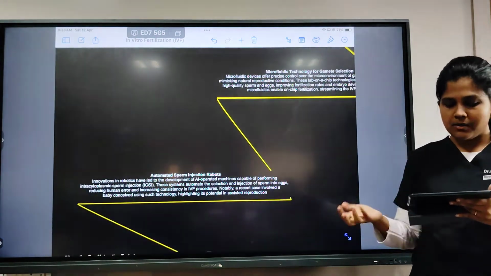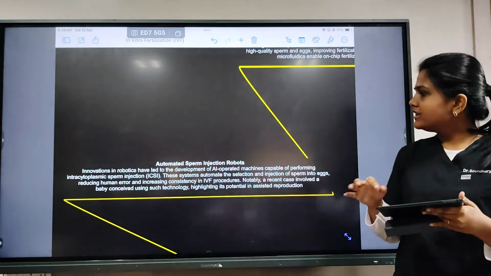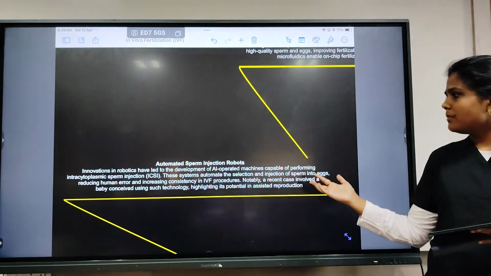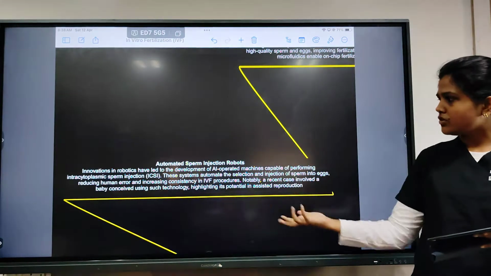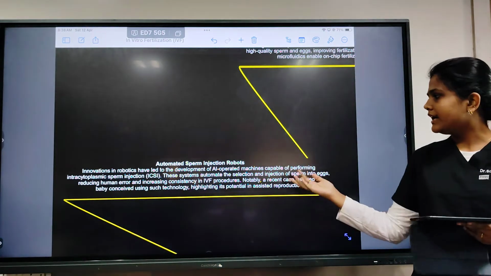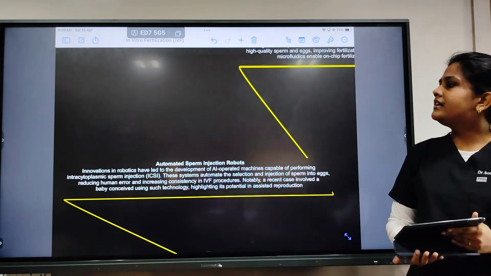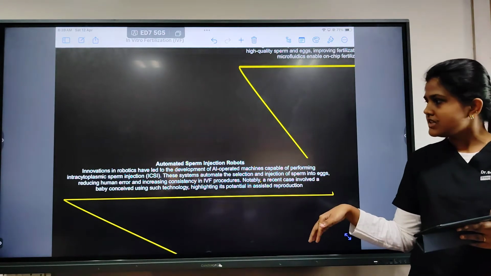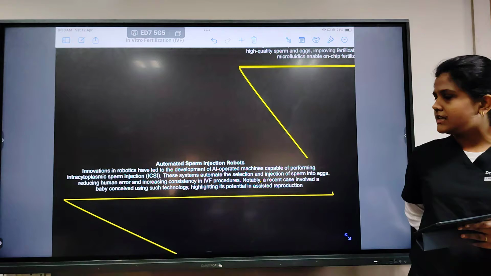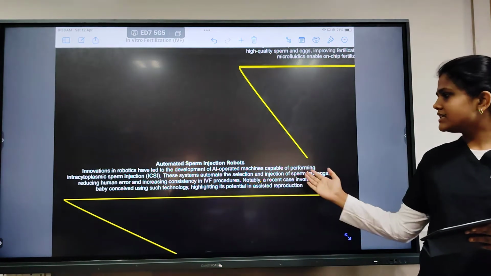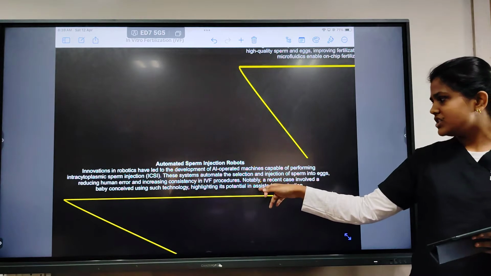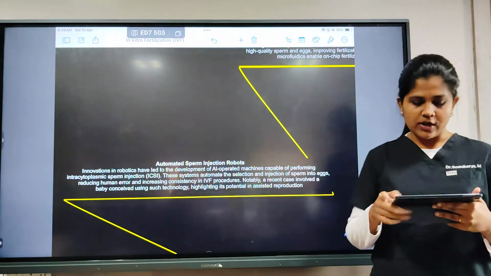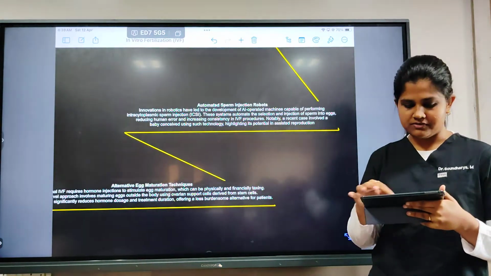Next is the automated sperm injection robots. I think two days before there was one success of IVF using these automated sperm injection robots. Innovations in robotics have led to the development of these AI operated machines capable of performing intracytoplasmic sperm injection. These systems automate the selection and injection of sperm into eggs, reducing human error and increasing the consistency in IVF procedures. A recent case involved a baby conceived using this particular technology, which was published in Nature Communications, I think. I'll show the image of it at the end.